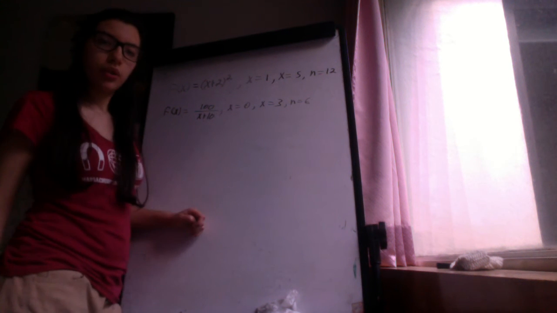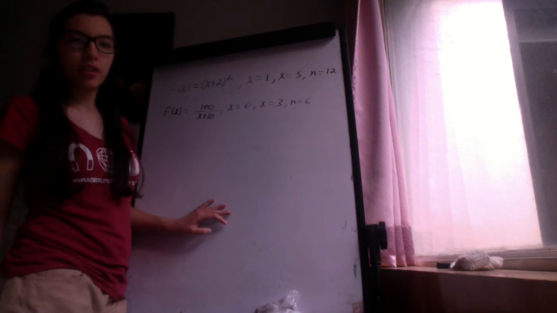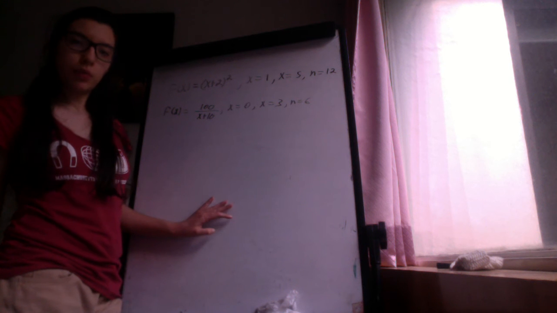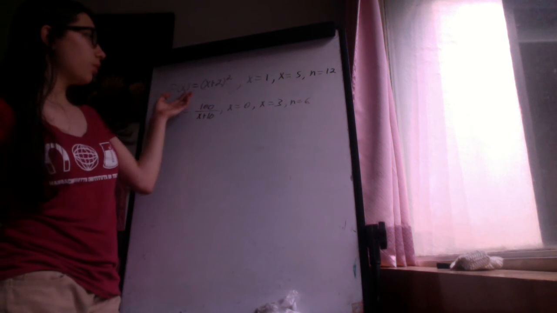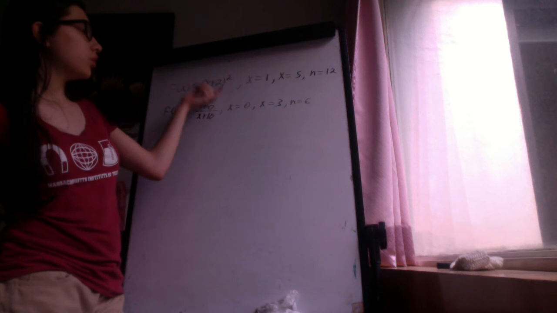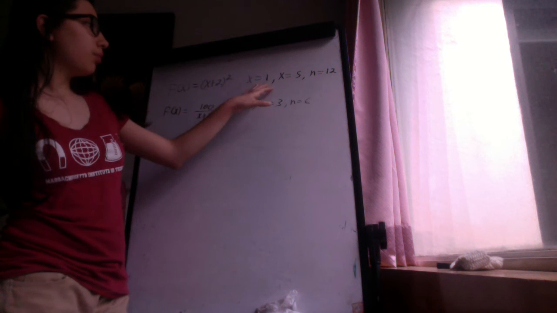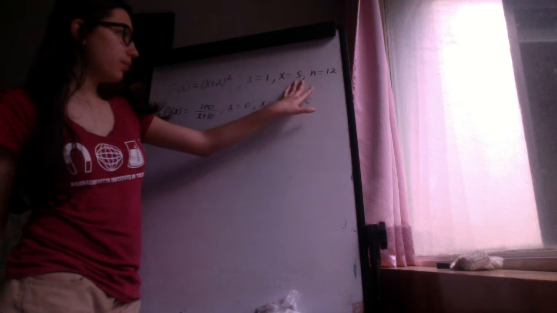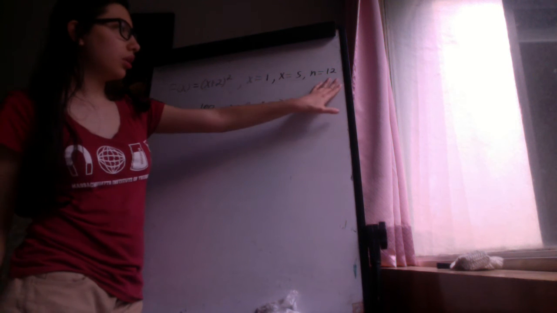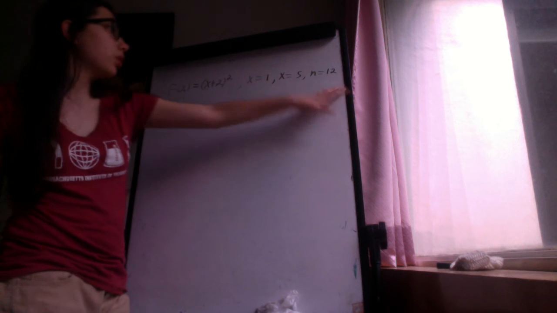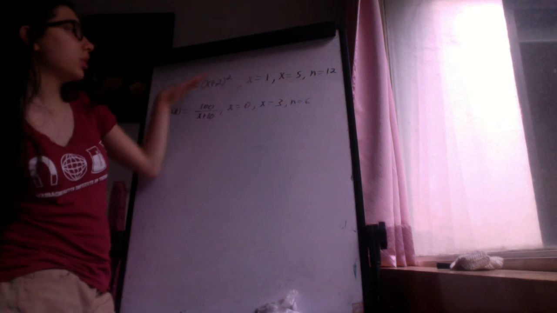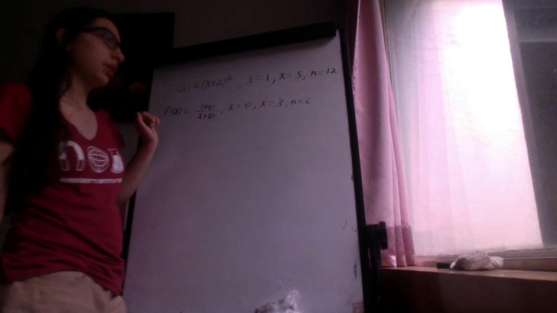In this video, we're going to express the Riemann summation as sigma notation with the function f of x equals (x plus 2) squared from x equals 1 to x equals 5 with n equals 12 subintervals. So it's the approximation of the area under the curve between these two points for this graph with 12 subintervals.